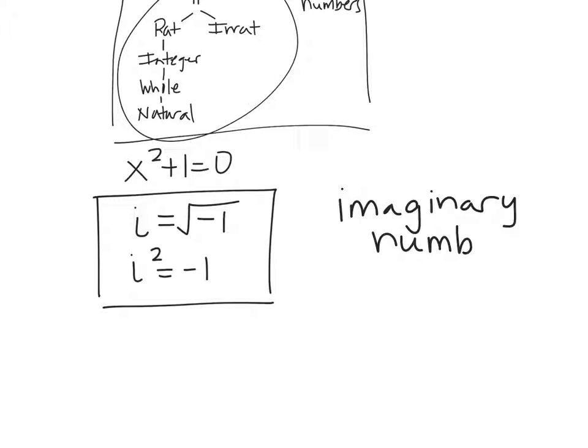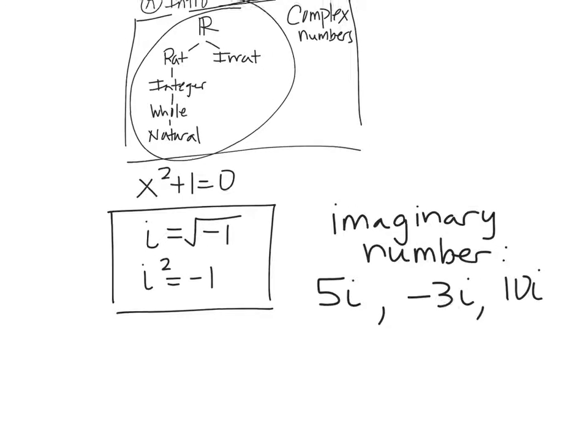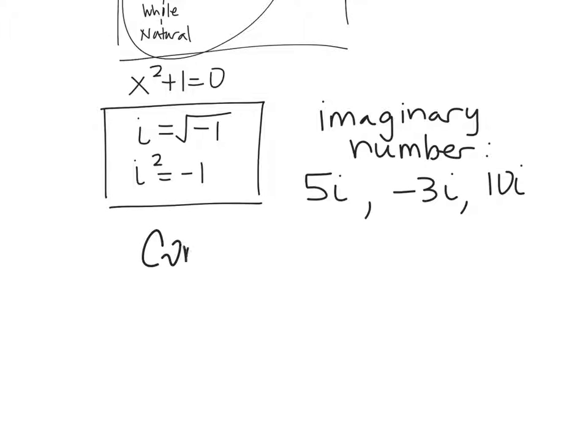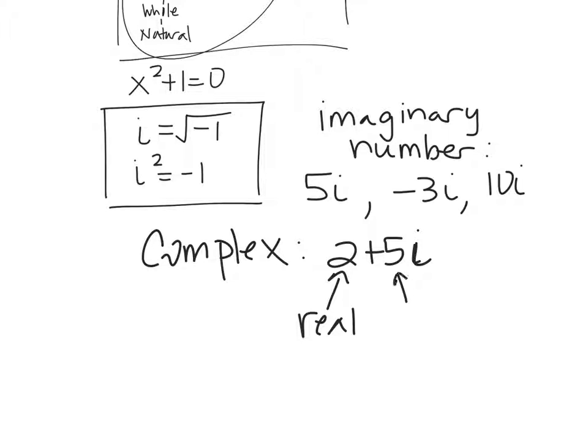Okay, so an imaginary number is something like this: 5i, negative 3i, 10i. Okay, those are all imaginary numbers. A complex number is a little bit more complex. Now, actually, imaginary numbers are complex numbers, but complex numbers look like this: 2 plus 5i. You see the difference? It has a real part and it has an imaginary part. So people will call this an imaginary number. They're actually technically wrong. It's a complex number, but I'm not going to be picky about that. So that's the real part, and that's the imaginary part.